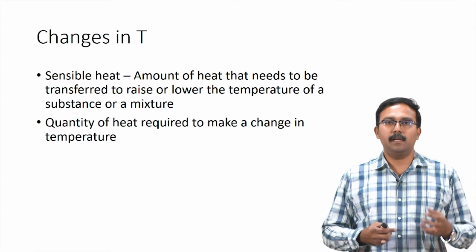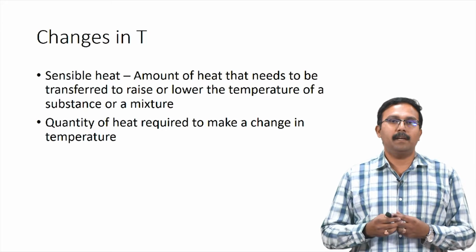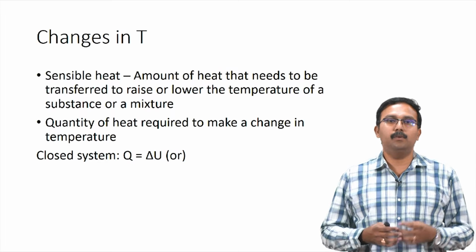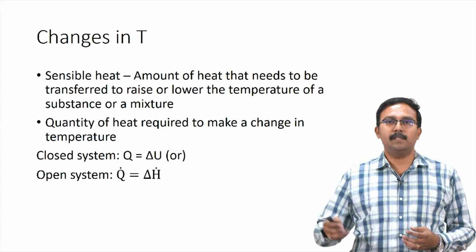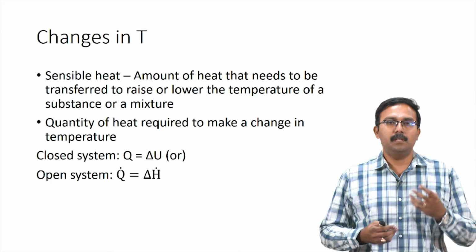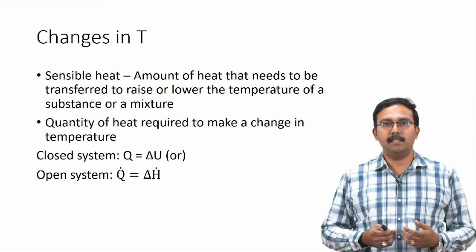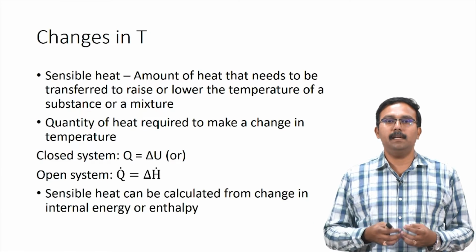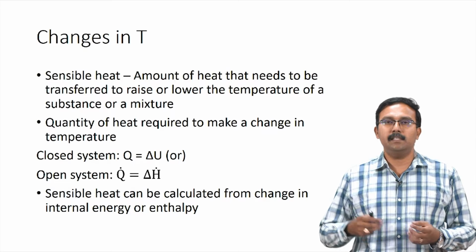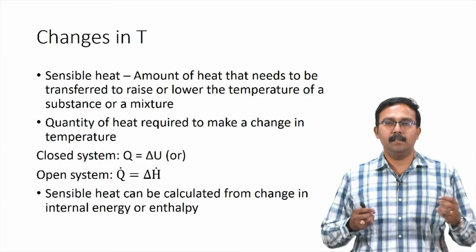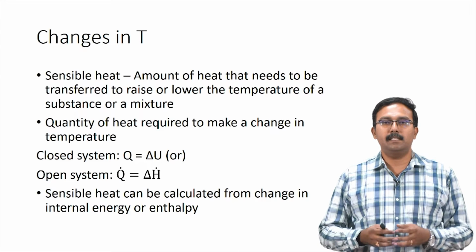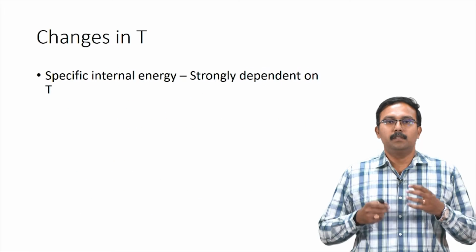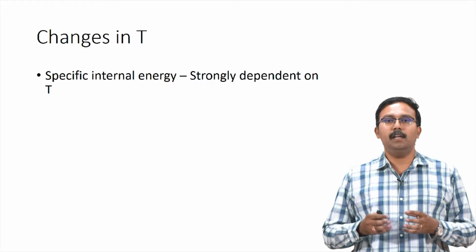The quantity of heat required to make a change in temperature might have to be calculated when we perform energy balances, and this is given as Q equals delta U for closed systems and Q dot equals delta H dot for open systems. This equation comes from the general energy balance equation, assuming changes in kinetic energy, potential energy and shaft work are negligible. Sensible heat can be calculated from change in internal energy or enthalpy, and this value can be directly used for understanding how much heat needs to be supplied to increase the temperature of a system from one point to another. Specific internal energy itself is strongly dependent on temperature.